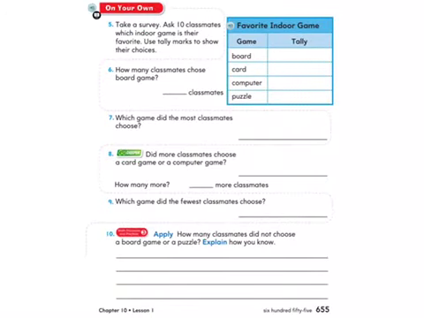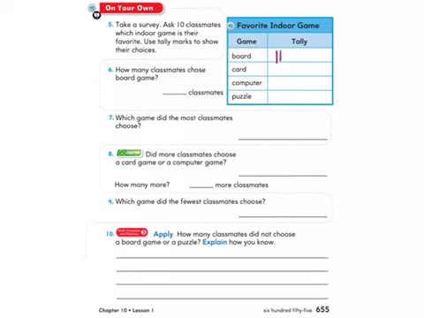Now, I also asked you last week on Friday to do a survey of what is your favorite indoor game. Now, unfortunately, not everyone was able to vote, but I did get some votes, so I'm going to use those votes to fill this out. So, again, I'm going to tally those. 2 kids chose board game. So, I'm going to put 2 tallies for board game.